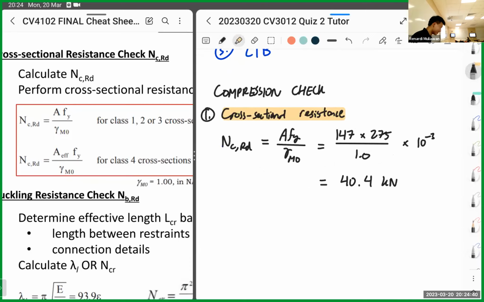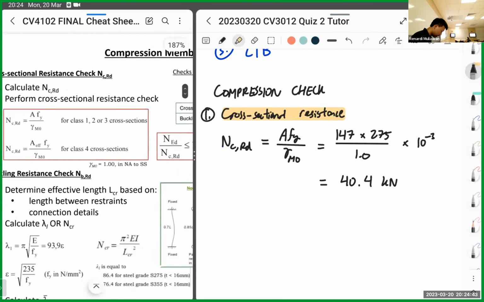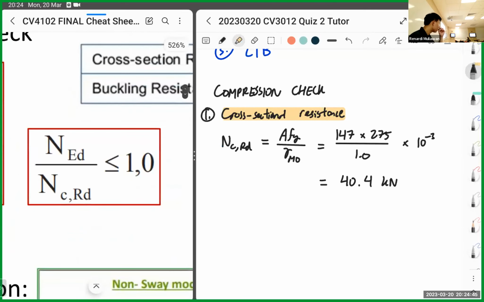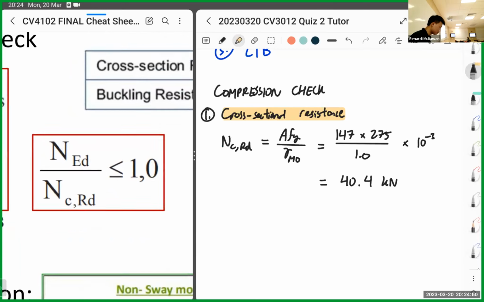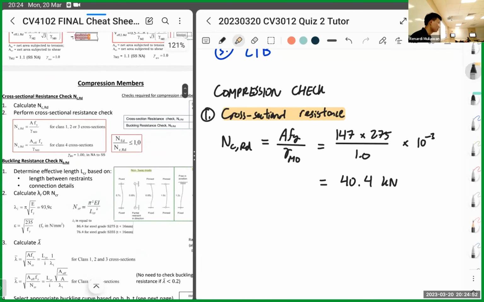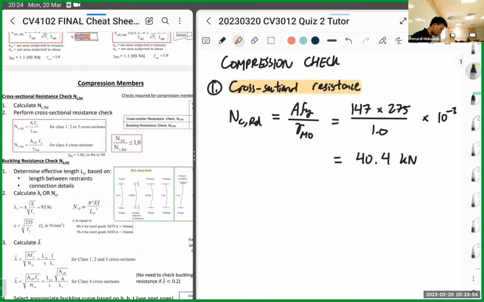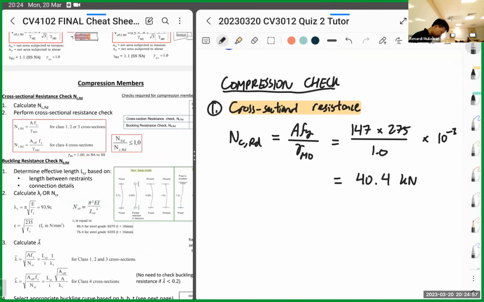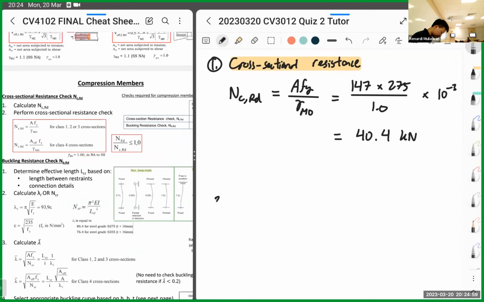We're done. By right, you need to check with the effect force, NEd. But in this case, since we are interested only in the resistance, we don't need to check for now. But then we need to check the buckling also. The buckling one is actually the more important one, because most columns buckle first before they crush. So let's do the buckling resistance.